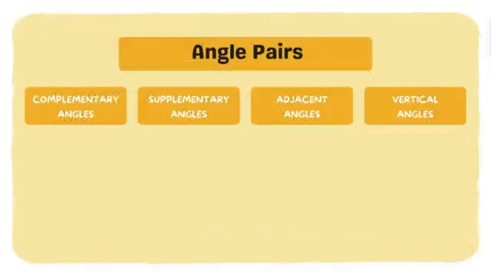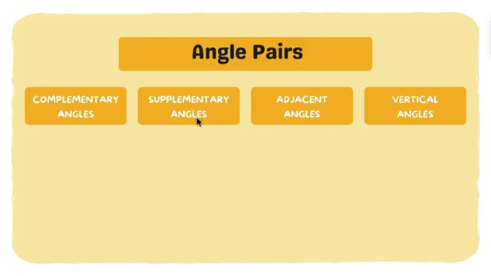Okay, this is now the summary of our angle pairs. So, ito yung apat na angle pair. We have complementary angles, which measures 90 degrees pag pinag-add ang kanilang mga angles. Supplementary angles, which measures 180 degrees. Adjacent angles, next to each other. They have common vertex, common sides, but no common interior angles. And then we have the vertical angles, opposite one another when two lines intersect.